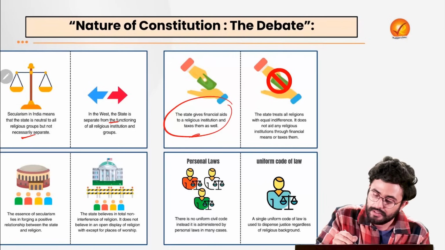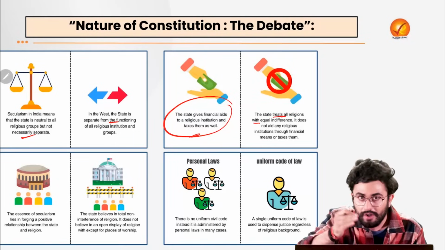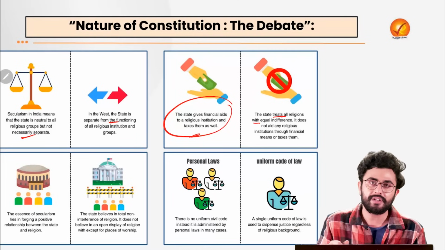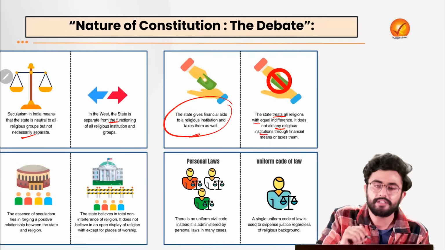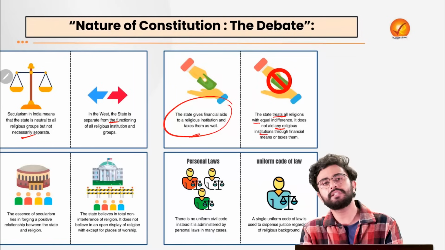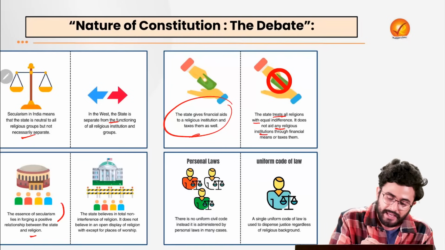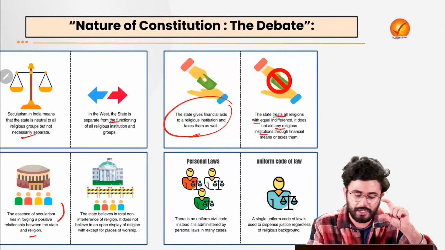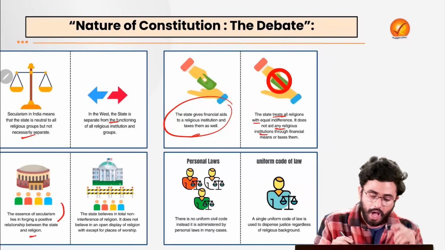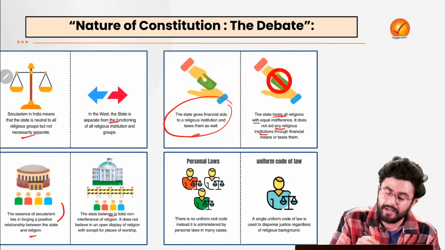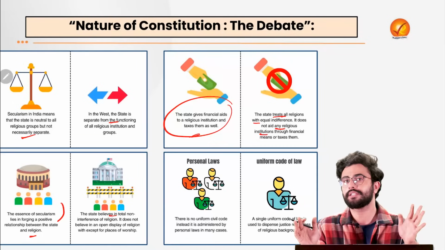However, in the Western concept, the state treats all religions with a kind of equal indifference. It does not aid any religious institution through any kind of financial means. Then, in the Indian concept, the essence of secularism lies in forging a positive relation between the state and religion. However, in the Western concept, the state believes in complete non-interference.